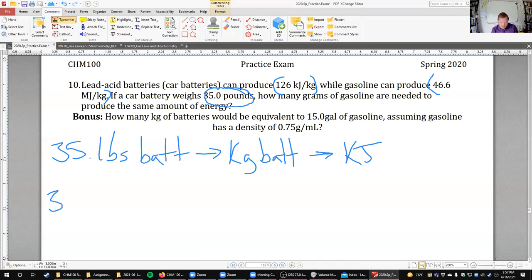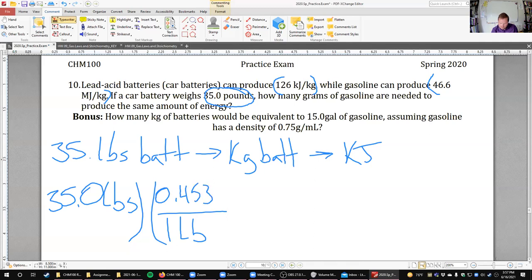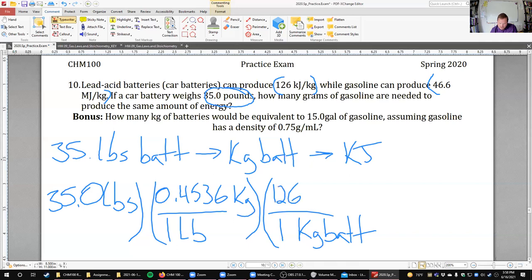So the way that you would write this out is 35.0 pounds. Our conversion for pounds to kilograms is 1 pound is 0.45359, I think. That's just taking the grams to pounds conversion and dividing by 1,000. Or you could go pounds to grams, grams to kilograms. Now we can use the conversion that's given. 1 kilogram of battery, 126 kilojoules of energy.